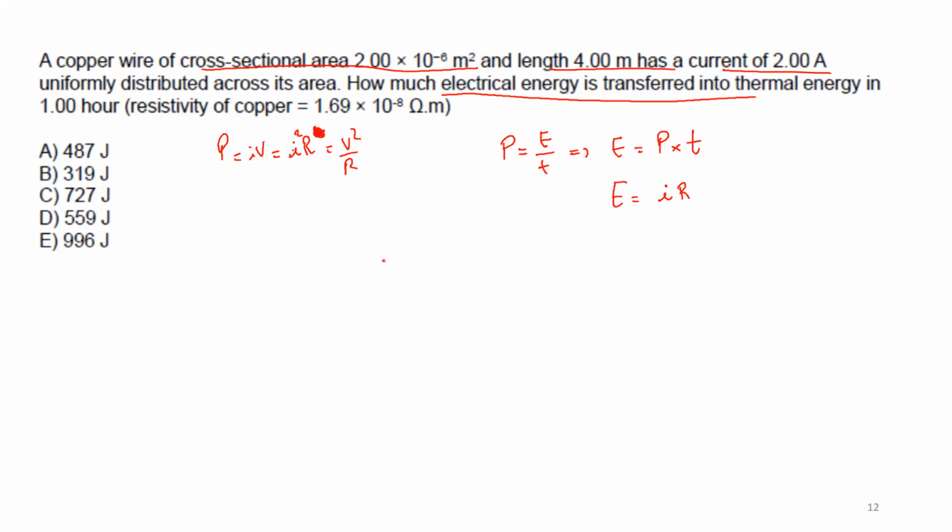Okay. So I squared R. Why? Because you know that V is RI. So you just plug it here, so you get I squared R. So I squared R multiplied by t. So I know I squared. What's I squared? So 2 squared.